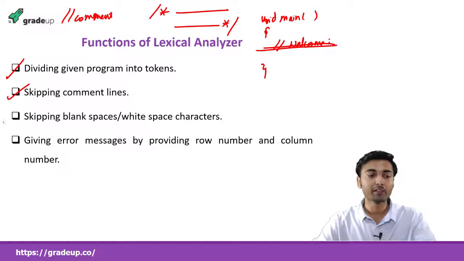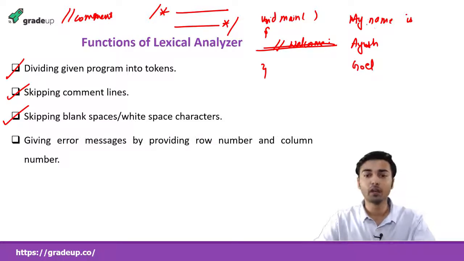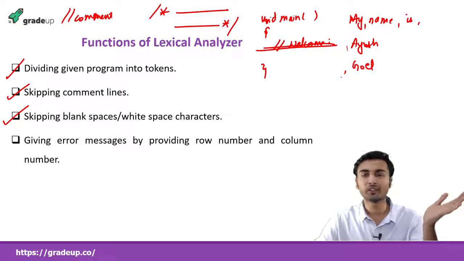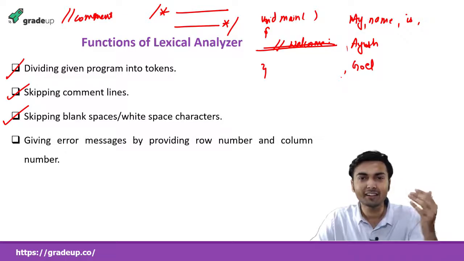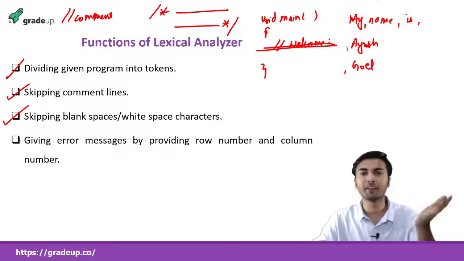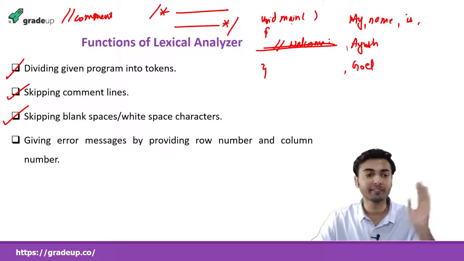Now, skipping blank spaces and white space characters. Suppose, see here, my name is Ayush Goel. Now these are the blank spaces, enters, white spaces and all. These are all skipped by the lexical analyzer. Lexical analyzer doesn't count these blank spaces or white spaces. These things are skipped by lexical analyzer.